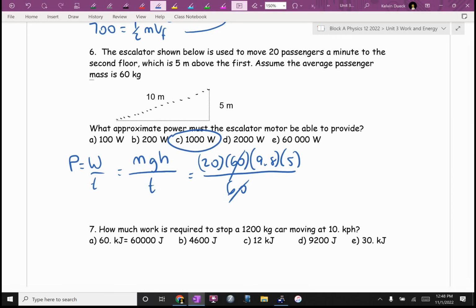What if the motor was rated for 1400 watts? What's the efficiency? You would go 980 divided by 1400 times 100 to make it a percent. That would be the percentage of efficiency.